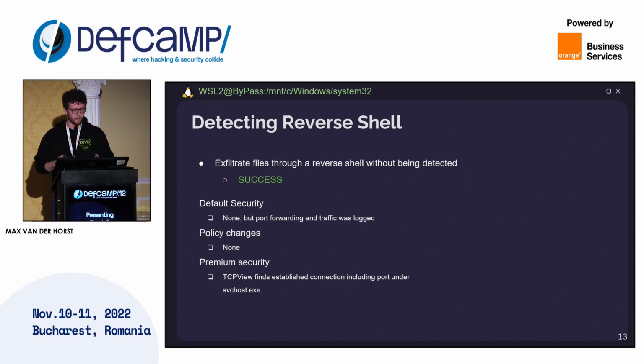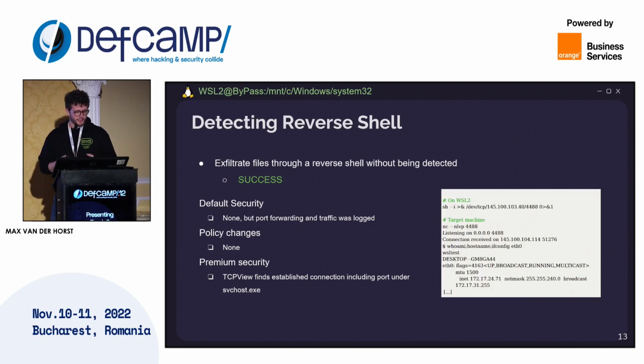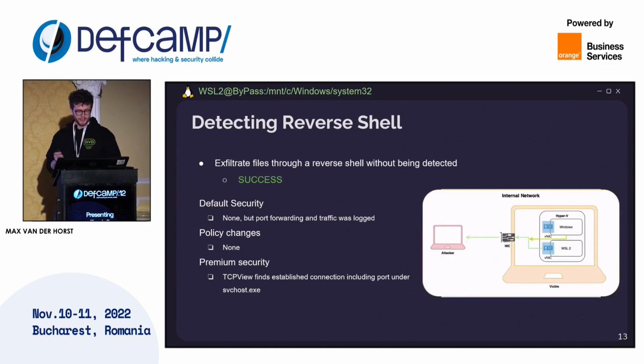Basically, what we found was that under the default security of Windows, port forwarding and the connection were logged, but not detected. Under policy changes, nothing actually changed. And under the premium security emulation, it was detected. TCPView could see things, but nothing was actually triggered. This is interesting because that verifies the firewall bypass and other things.